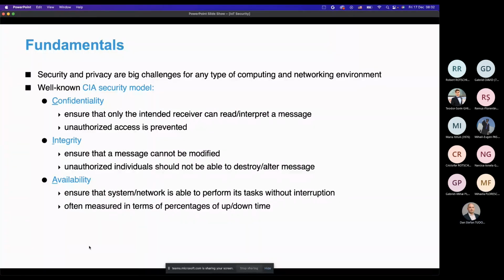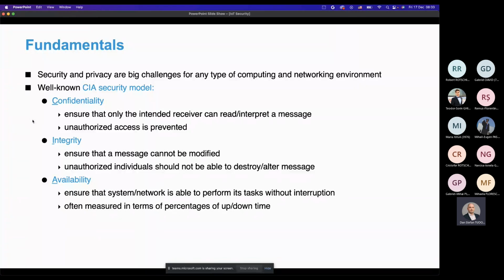We have, let's say, a very simple, very intuitive security model. It's called the CIA security model because it comes from confidentiality, integrity, and availability. These are the three fundamental items in every secure system.